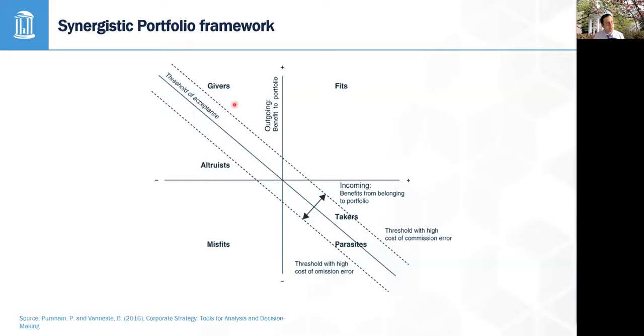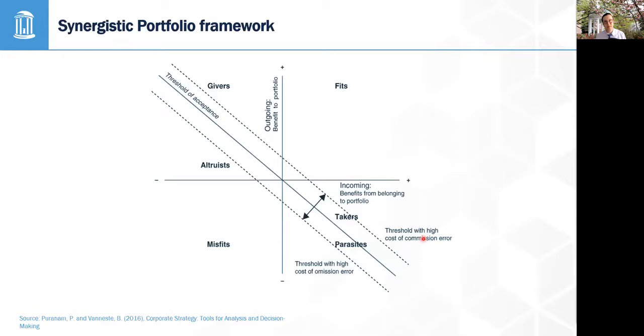With these one-sided synergies, you also tend to see them in these off-diagonal quadrants with either givers or altruists or takers and parasites. With either of these quadrants, you have either benefits to the portfolio at the cost to the business unit, or benefits to the business unit at the cost to the rest of the portfolio. Actually, that's the opposite ones that I just highlighted there.